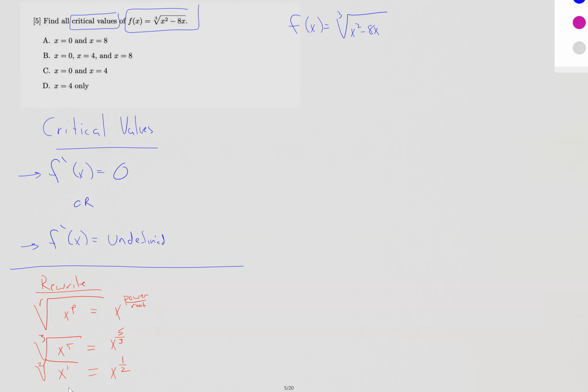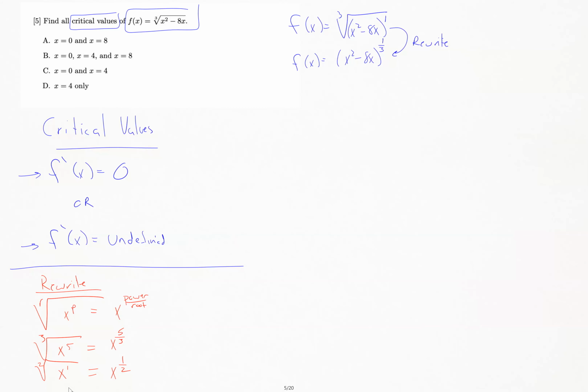So looking at our specific situation here, all of the stuff on the inside, even though it's not written this way, is all to the first power. So this rewrite is going to look like x squared minus 8x, all that stuff inside the root, to the power of 1 over 3. So that's our rewrite to get started on this problem.